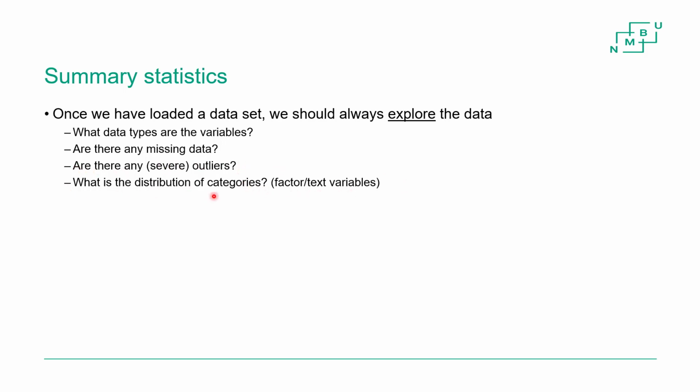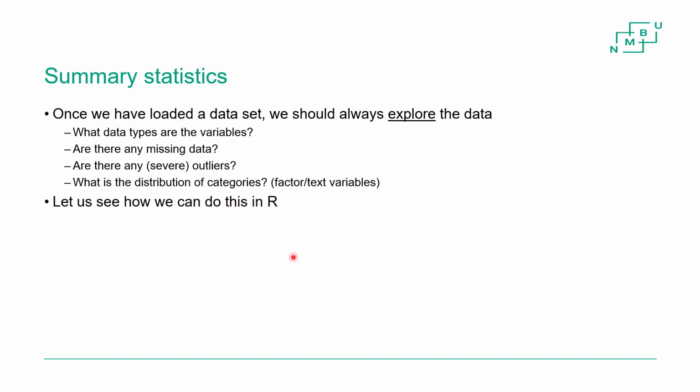The same with the categories. If you have categories, for instance, male and female, and then suddenly there's a third category, then there is possibly something wrong here, right? You have typed male or female in the wrong way, so it turns out as a different text, right? So that's why it's important to do this exploration immediately once you read in the data.